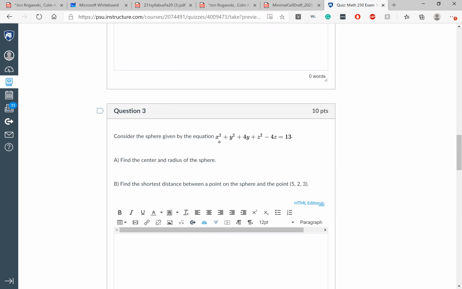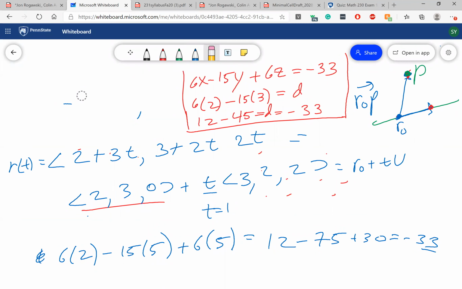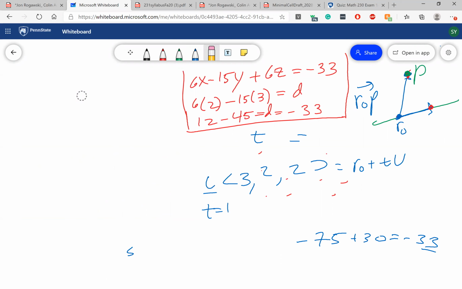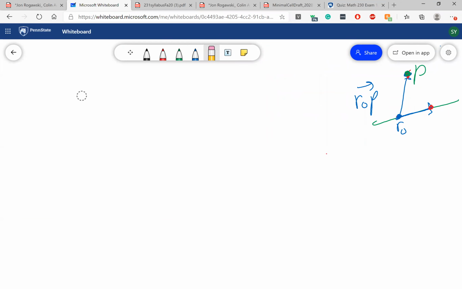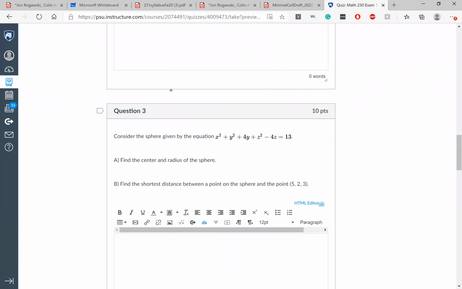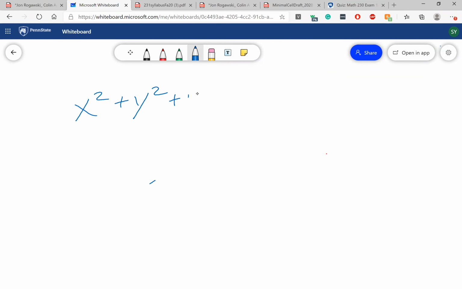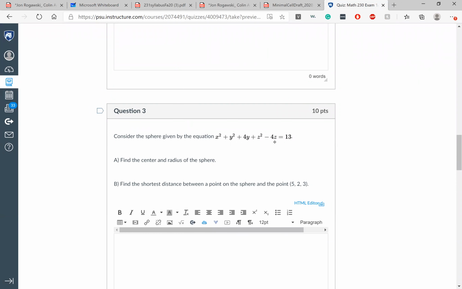So this is x squared plus y squared plus 4y plus z squared minus 4z is equal to 13 minus 4z.